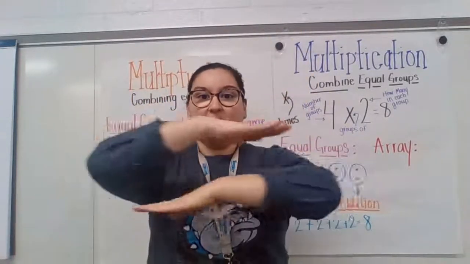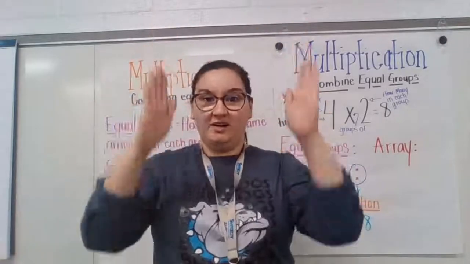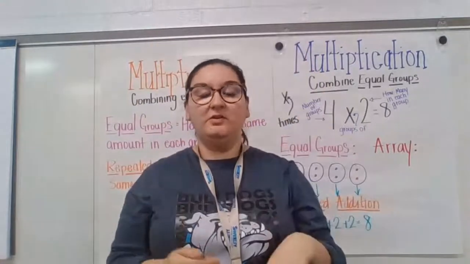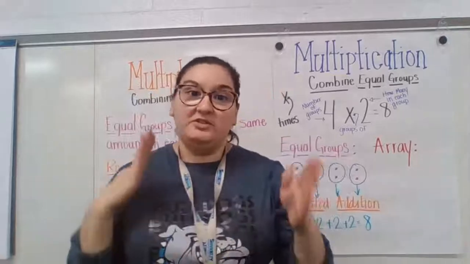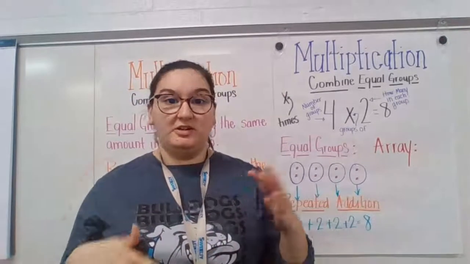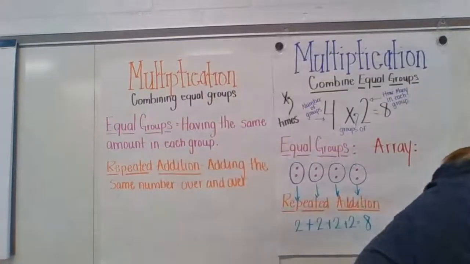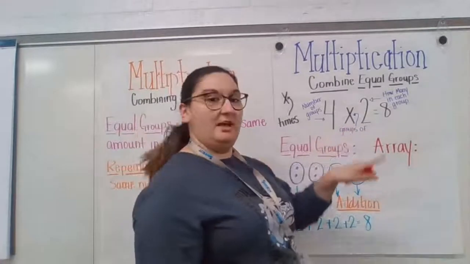Do that with me. Rows, columns, rows, columns. Columns go up and down, vertical. Rows go left and right, horizontal. That's very important when we start using arrays. So if I wanted to show an array for 4 times 2.